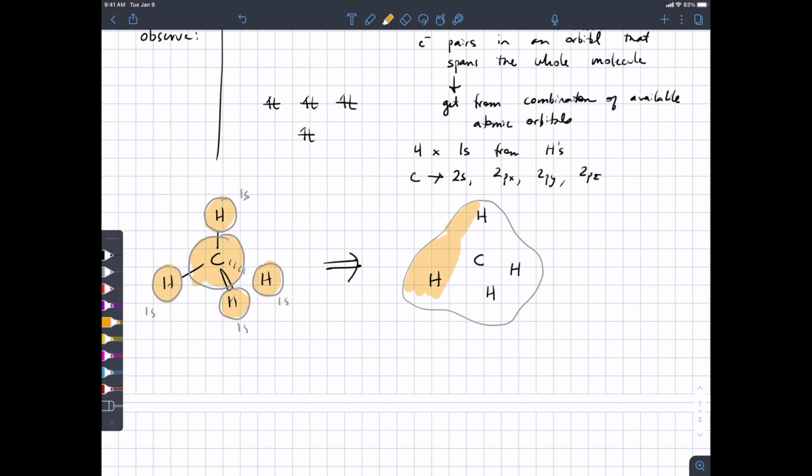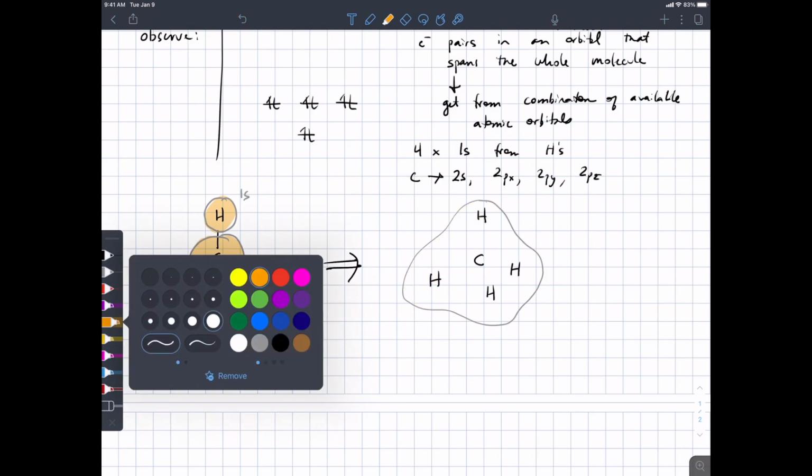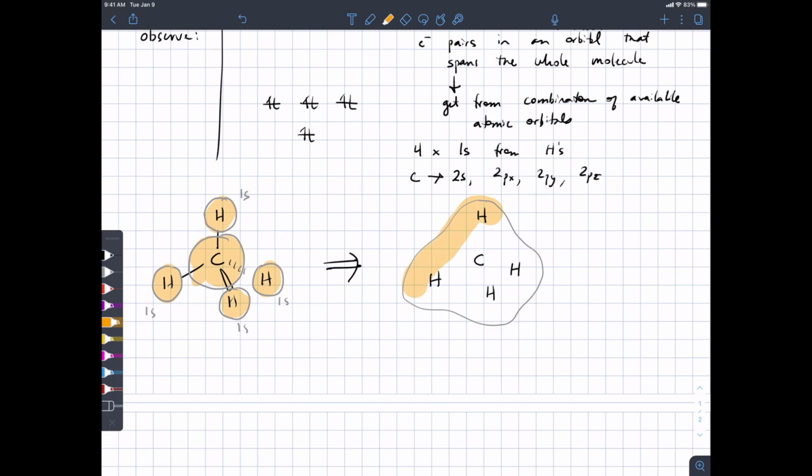And a single electron pair, oh shoot, I needed a slightly bigger font there. Tired of coloring. There we go. Much easier. A single electron pair would then occupy all of that space. And we could represent this as 1s plus 1s plus 1s plus 1s plus 2s. We get one molecular orbital out.